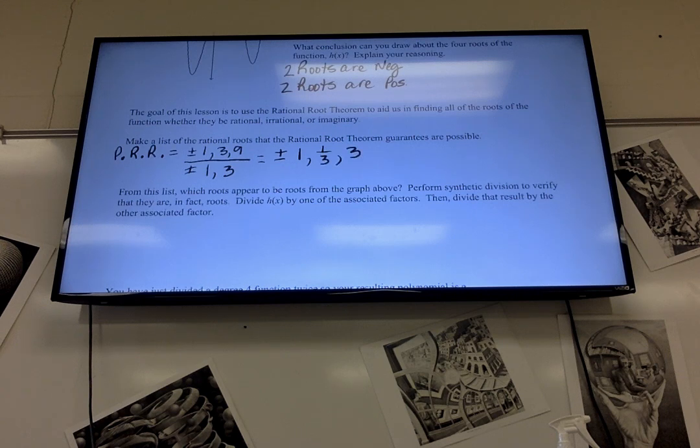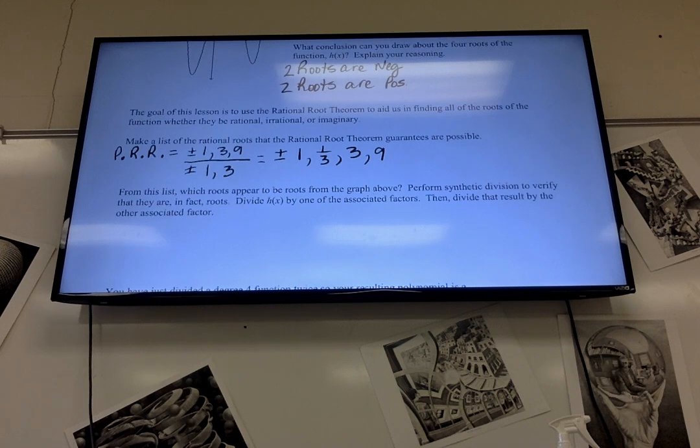Then 3 over 1 and 3 over 3, which is just 1. 9 over 1 and then 9 over 3, which is just 3. So there's 8 possibles, because remember, all of those can be positive or negative.